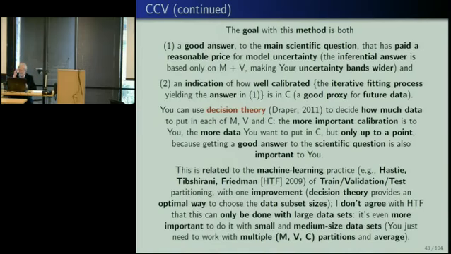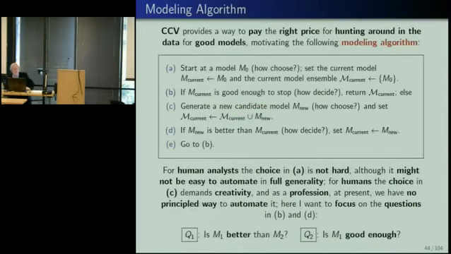Okay, so that's calibration cross-validation, and I will be showing you how to do that on several interesting data sets next time. And now that we have agreed that there is a valid Bayesian way to pay a price for, in fact, the right price, not just a price, but the right price for hunting around in the data for good models, we're now ready to think about a kind of general purpose modeling algorithm that we could teach to a robot. And here's how it goes.